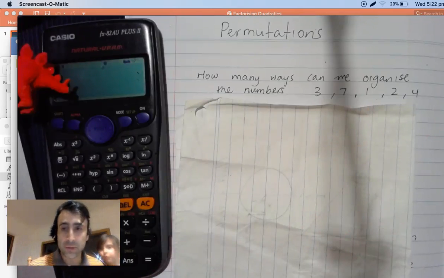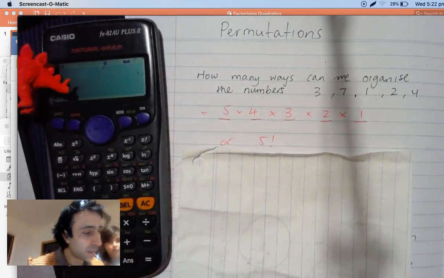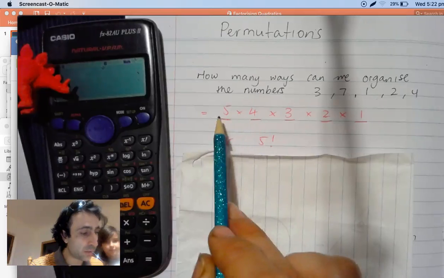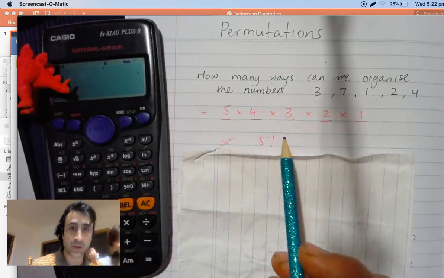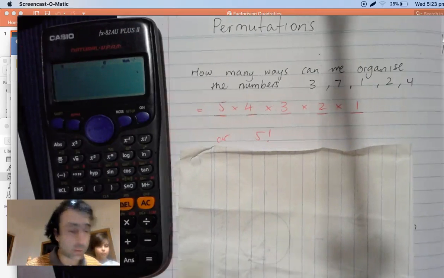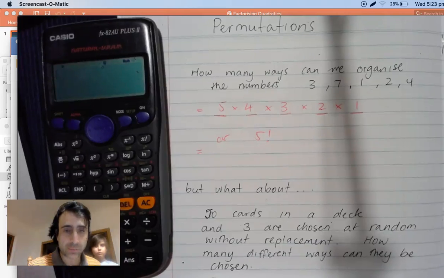Now we see that there are 5 numbers. Because there are 5 numbers, it's just going to be 5 spaces. There's 5 options for the first, 4, 3, 2, 1, or as we know it, 5 factorial. Sorry for the blip there. So let's now take it to the next level.